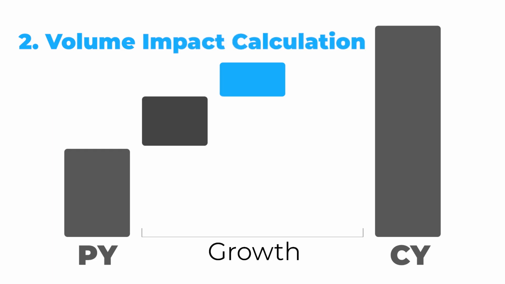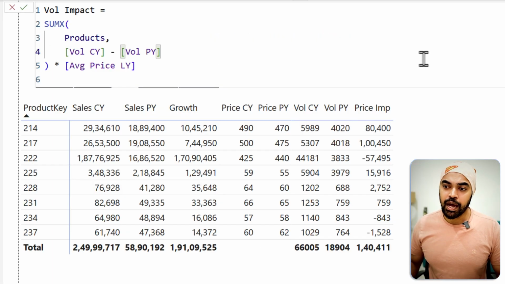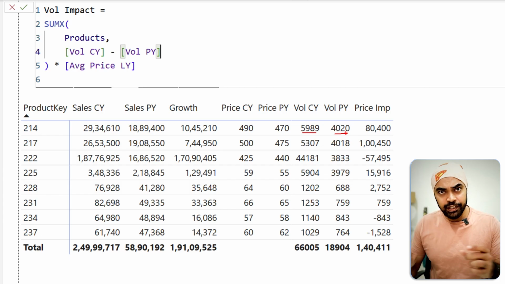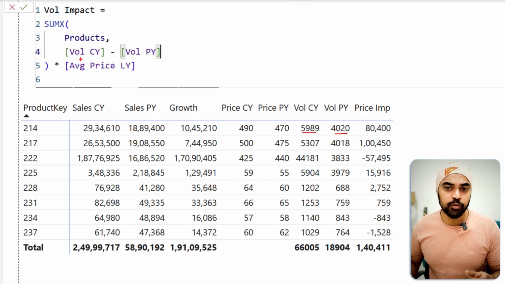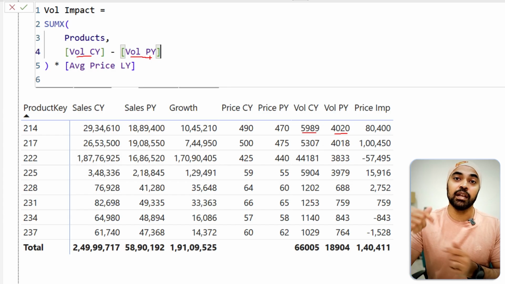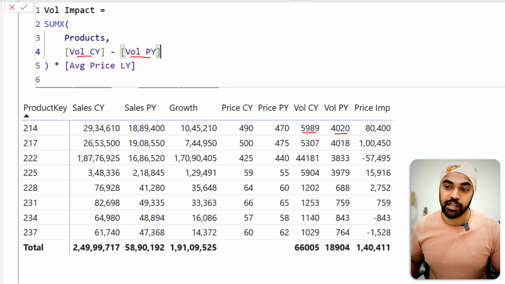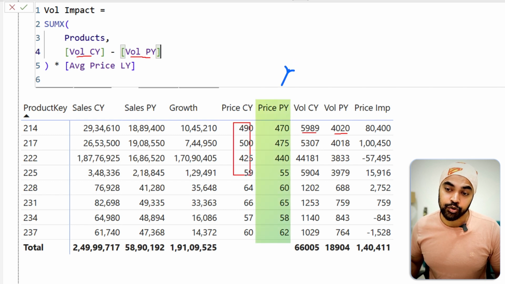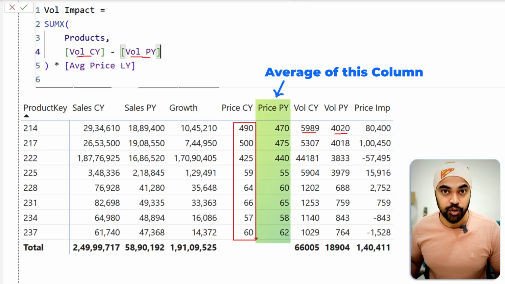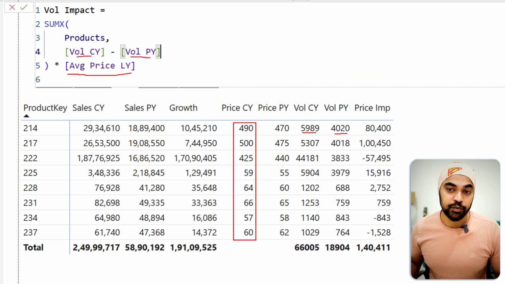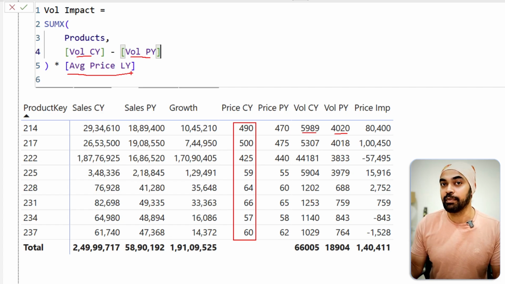That means how much has changed because of solely changing the quantity of the products. So now if you take a look at the volume of the current year, the volumes have increased. But that change in the volume, which is the volume difference between the current year volume and the last year volume, you will not multiply with the last year price, but you will multiply it with the average price of the last year. That means I would have to find the average of all of these prices of the products, and that is going to be my average price of the products last year, and then I will be multiplying it with that.